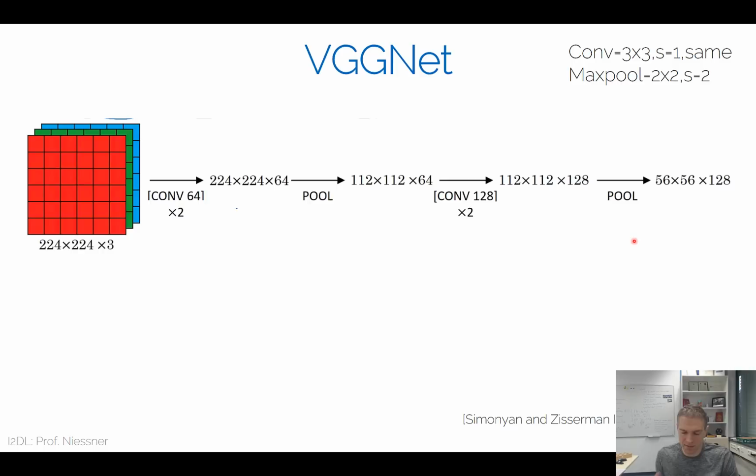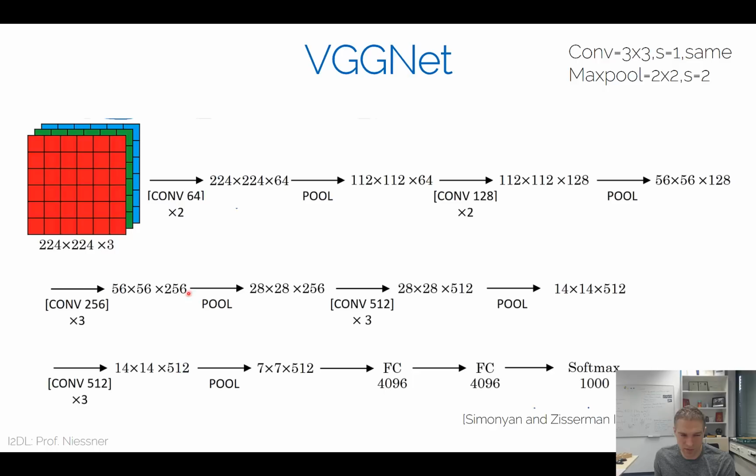So they said convolutions stay the same in resolution, and we're going to change the resolution by just doing pooling, right? So this is like conv, conv, pool, conv, conv, pool. And then it continues, right? Now you have conv 256. So you see this is 256 filter channels here. This is run three times. So you have conv, conv, conv, then you're running another pool.